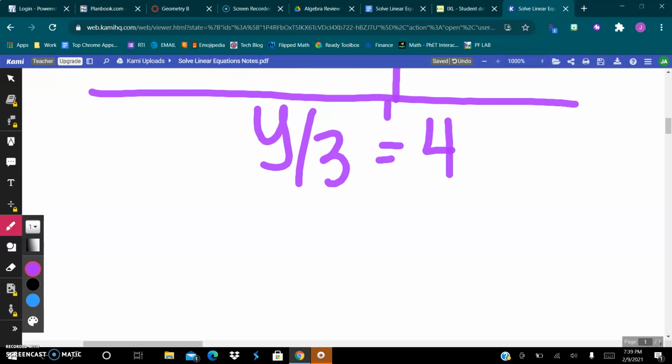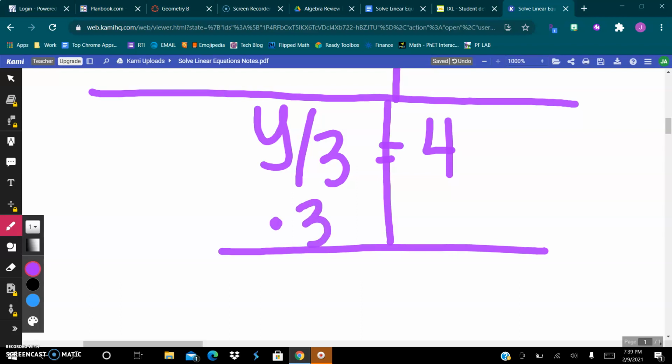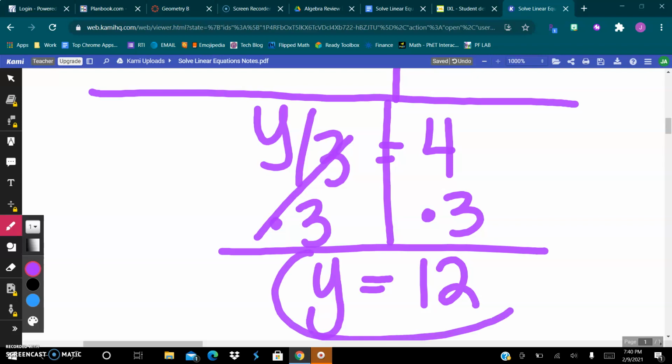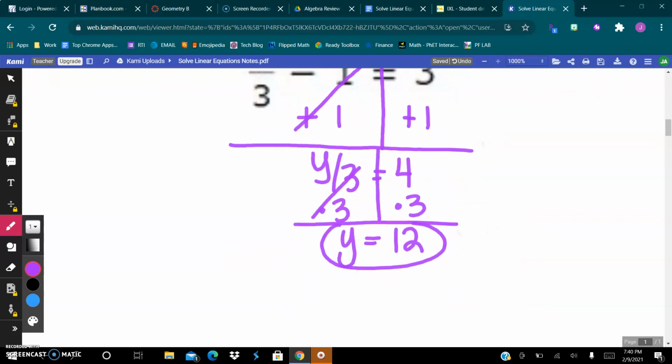And we have one more step, so another upside down T. That is y divided by 3, so the opposite of divide is multiply. So we have to multiply both sides by 3. So these 3's cancel, and we have a y, and 4 times 3 is 12. So 12 is y in this case.